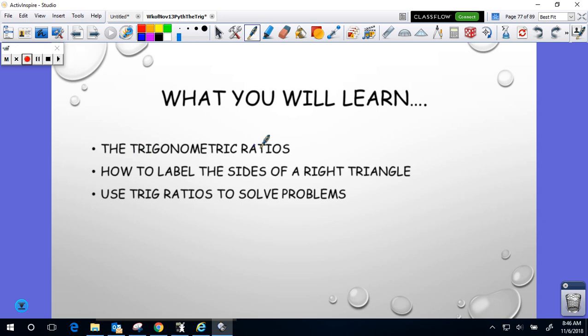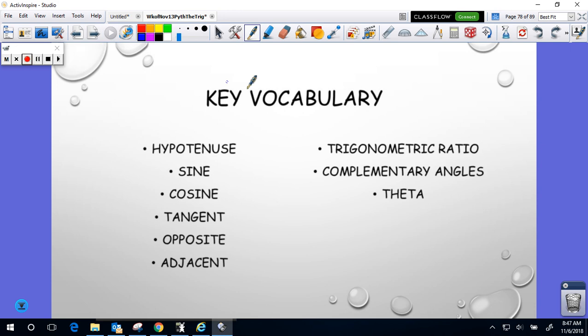What you're going to learn today is how to use the trigonometric ratios to solve right triangle problems. You're going to label the sides of a right triangle, and you're going to use the trig ratios to solve those problems. I said that first. Okay, babies, let's keep it going.